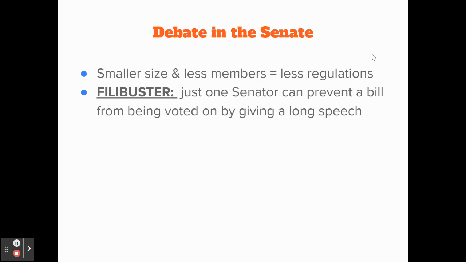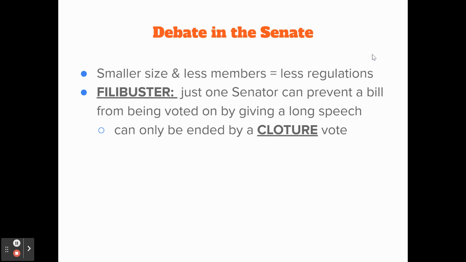The filibuster is when one senator can prevent a bill from being voted on by giving a long speech and preventing the bill from ever being voted on. This is essentially a tactic that is used by the minority party to prevent the majority party from doing whatever it wants to do all the time. It's not in the Constitution, but it was written into the rules of the Senate a long time ago as a way for the majority party to not be able to just abuse the minority party. This gives the minority party in the Senate some power.